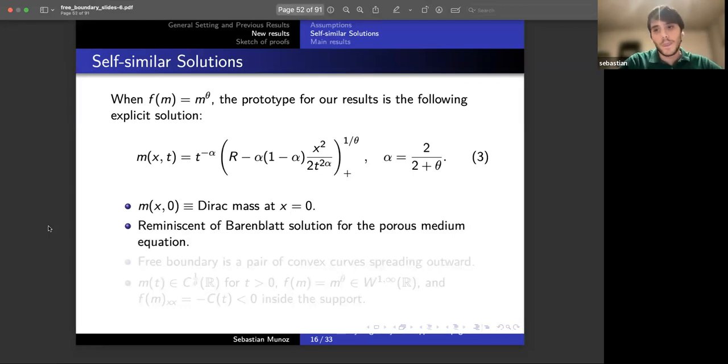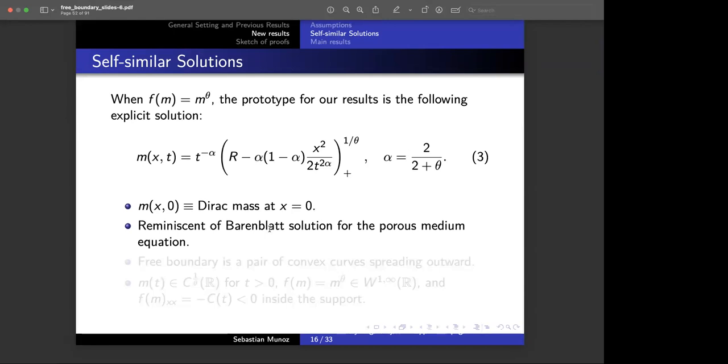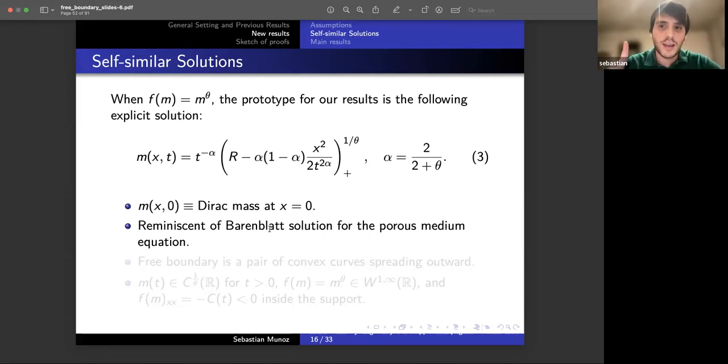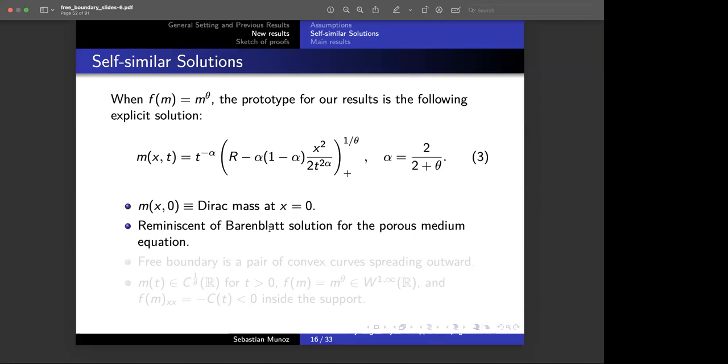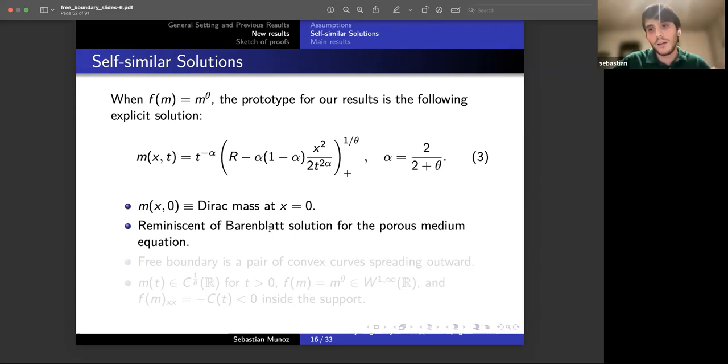Anybody who's seen the porous medium equation will notice this is very similar to the fundamental solution for the porous medium equation, the so-called ZKB solution or the Barenblatt solution. It is not exactly the same because the exponents are a little bit different. The scaling is not the same, but it has the same form. It's the positive part of this function. Sorry, what is R? R is a positive constant chosen so that it has mass 1. It is uniquely determined by the fact that the integral is 1.